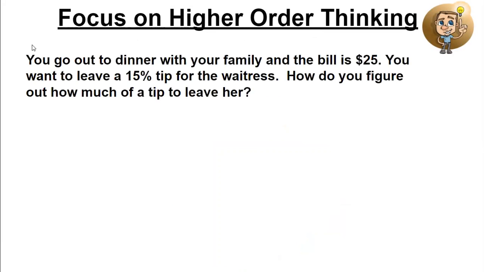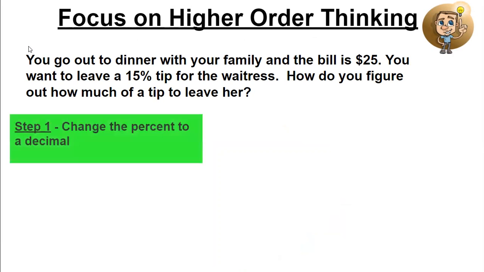All right, welcome back. Hopefully you paused, did your turn, and came back. Okay, let's talk a little bit about some higher order thinking. You go out to dinner with your family and the bill is $25. You want to leave a 15% tip for the waitress. How do you figure out how much of a tip to leave her? Well, you're going to change the percent to a decimal. We know how to do that. 15%, what is that as a decimal?